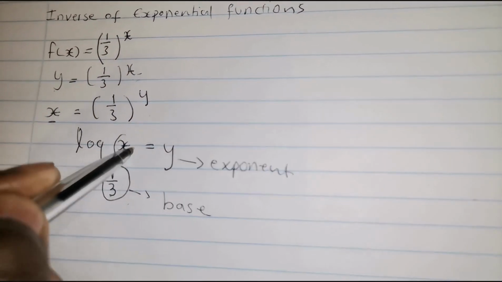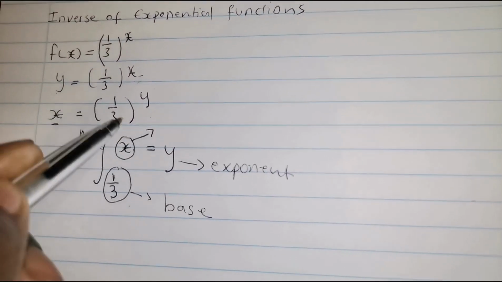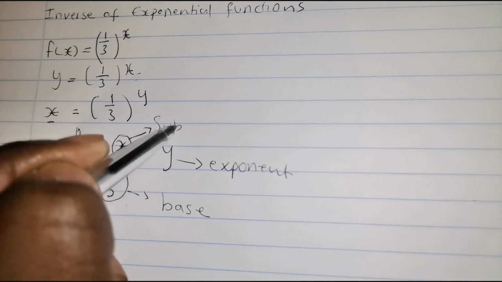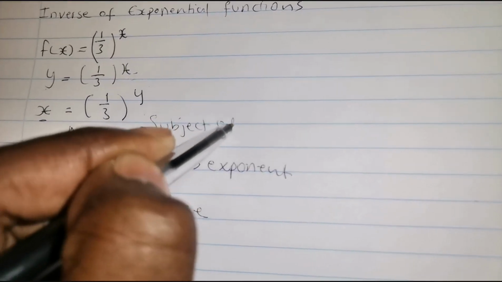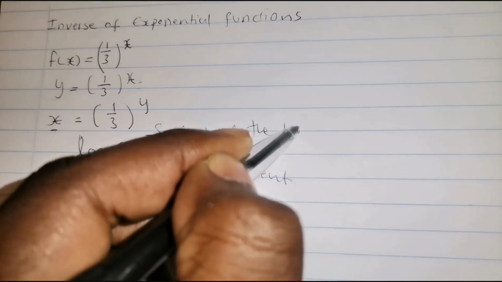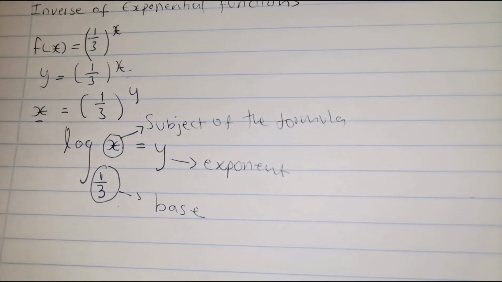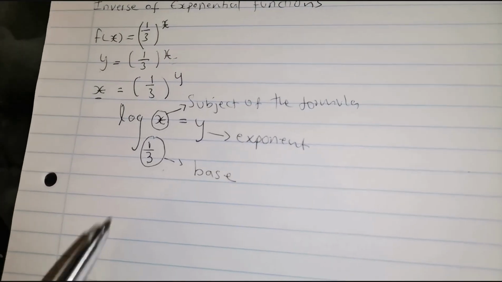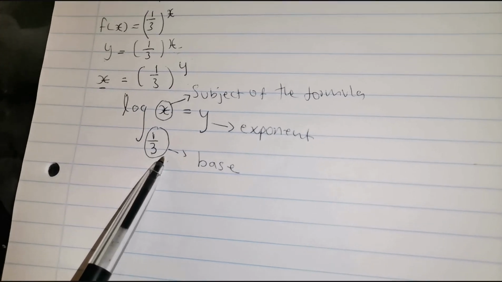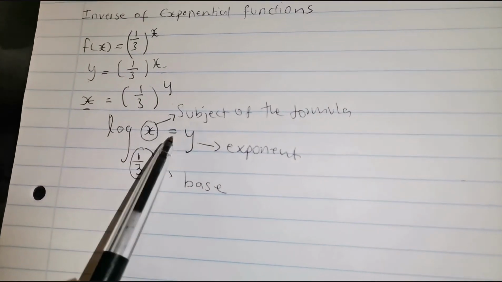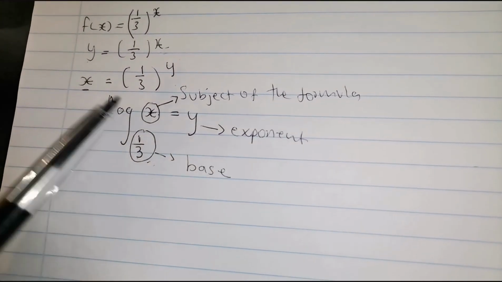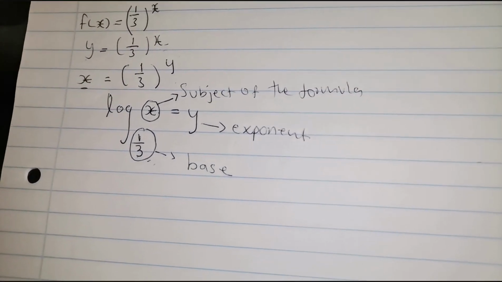Then our x is going to be the subject of the formula. Then, guys, you are done with the logarithm. Just say the log of base 1 over 3, subject x, equals our exponent y. In this case, you are done with the logarithm.